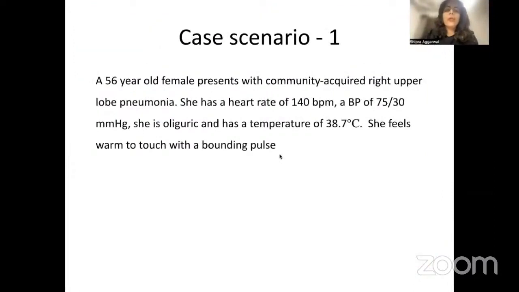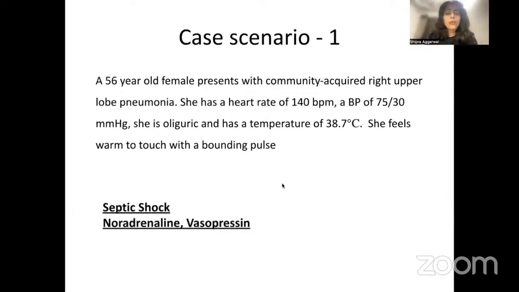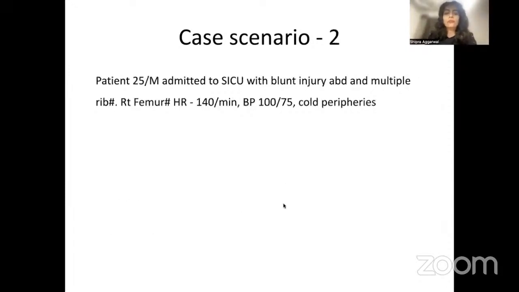So after learning about all these drugs, we come to the individual case scenarios. A 56-year-old female presents with community acquired right upper lobe pneumonia. She has a heart rate of 140 beats per minute, a BP of 75 by 30 millimeters of mercury. She is oliguric and has a temperature of 38.7. She feels warm to touch with a bounding pulse. So clearly this is a case of septic shock, and the treatment of choice will be noradrenaline, and if the patient is not responding to noradrenaline, then vasopressin.